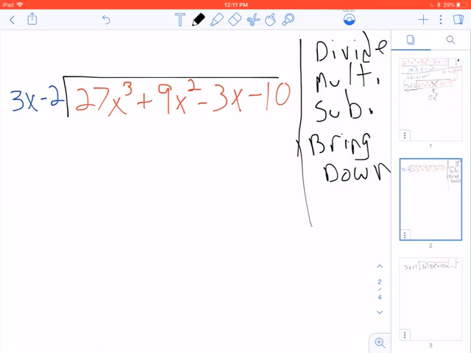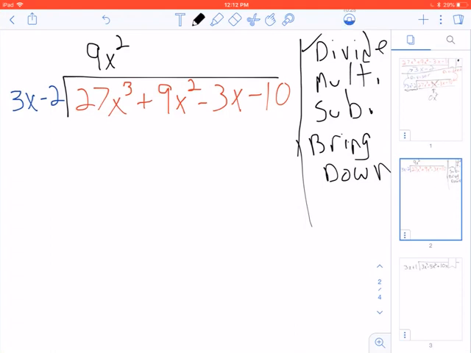In this case, I'm going to divide the first term underneath my division sign by the first term of my divisor. So in essence, what I'm doing right now is 27x cubed divided by 3x. 27 divided by 3 is 9, and x cubed divided by x is x squared. Now I've completed step 1, which is divide.